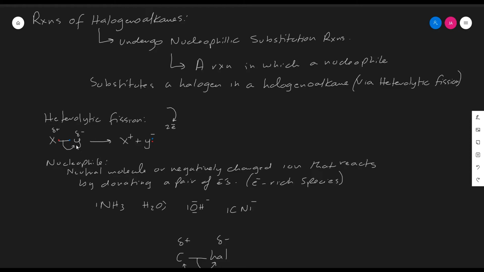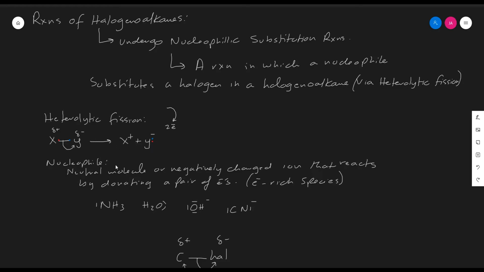Y, the more electronegative element, gains both electrons in the covalent bond, forming ions. As you can see here, Y gained both the blue and the red electrons in the covalent bond, forming a negative ion, while X lost an electron, forming the positive ion. Thus, heterolytic fission is a process in which ions are formed once the bond breaks.